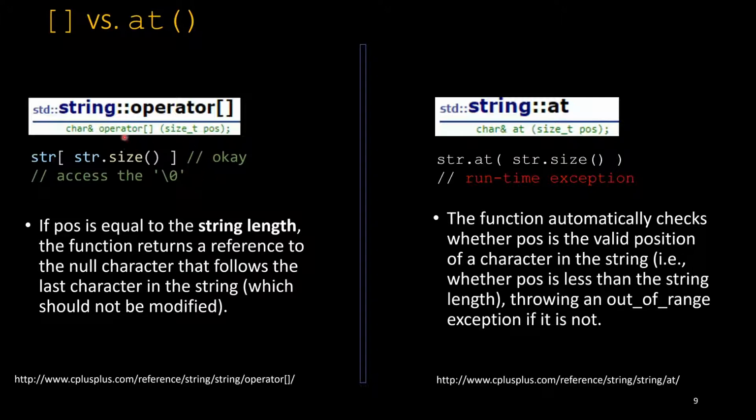However, many people still like to use the brackets because it's familiar notation, okay? So if you're going to use this, just be aware that you can get that off by one error, and if you overwrite the null character, you can cause some really funky problems to happen in your program. So again, try to stick with the at if you're trying to get a character at a position. That way you can get that runtime exception if you accidentally try to access something beyond the length of the array.